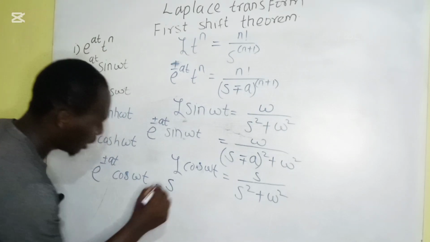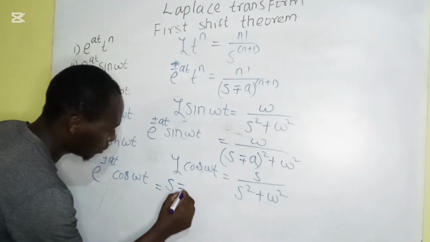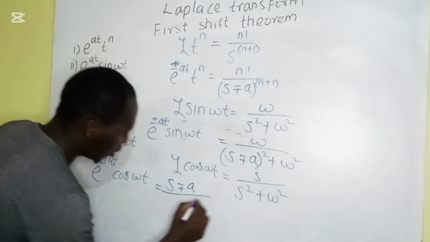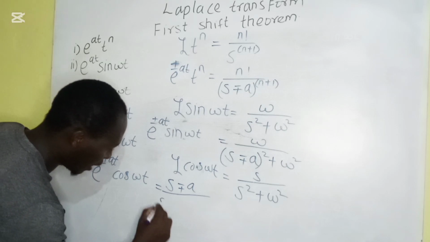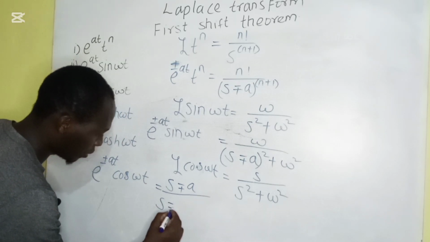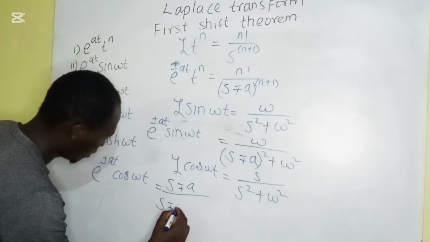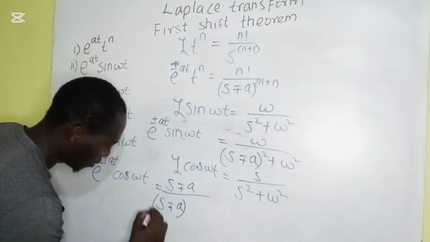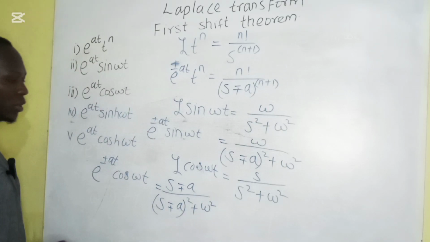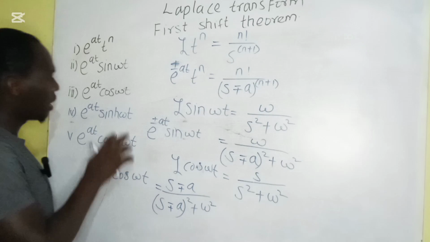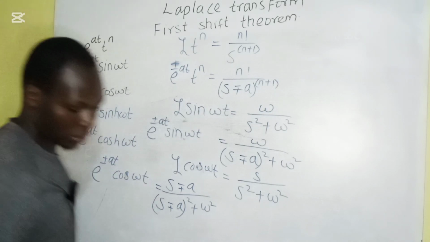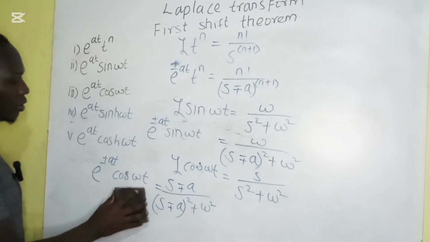To mean we are going to have s, we subtract or add a, all over s. Here s was squared. To mean we are going to have a negative or a positive of a, everything squared, we come and add our angle squared. And that is how you go about finding the Laplace transform of that using the first shift theorem.